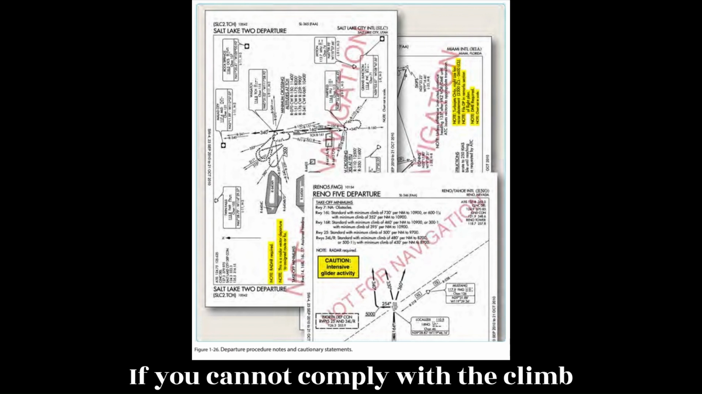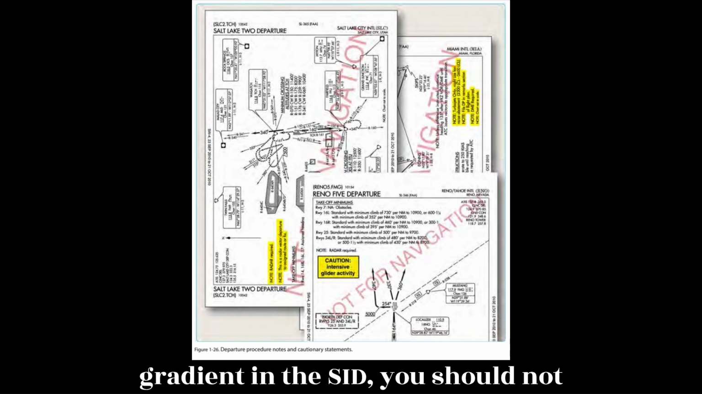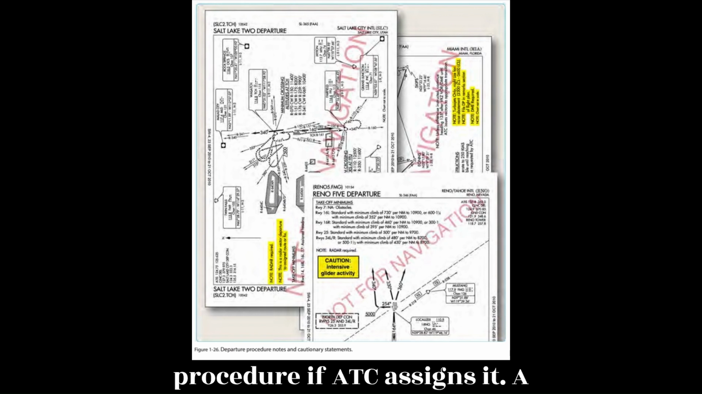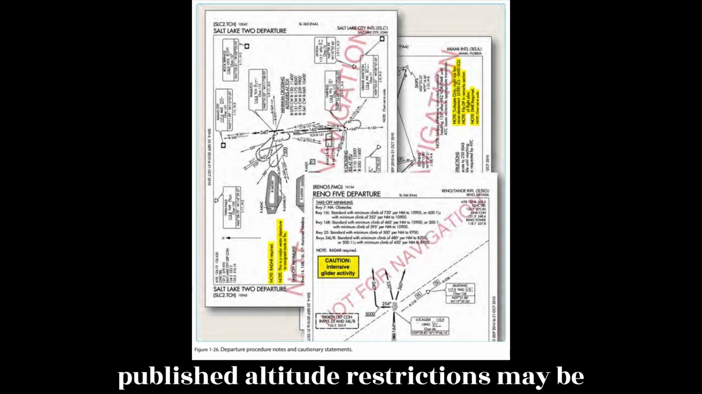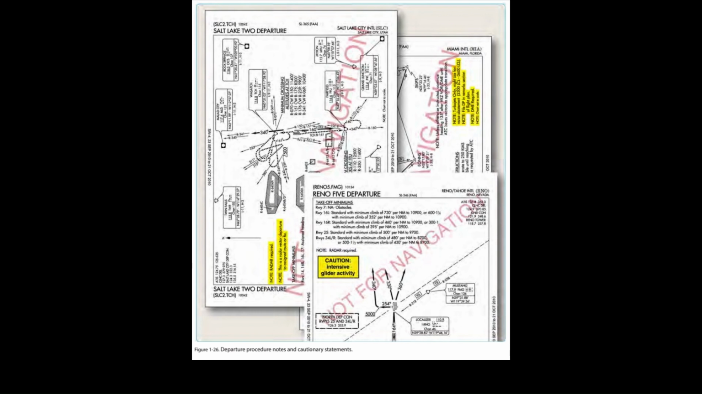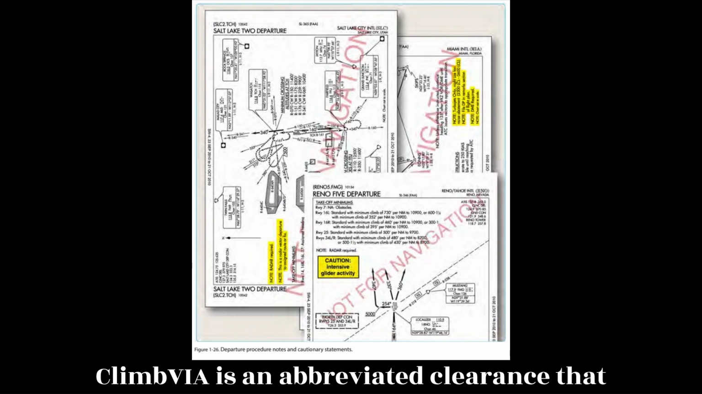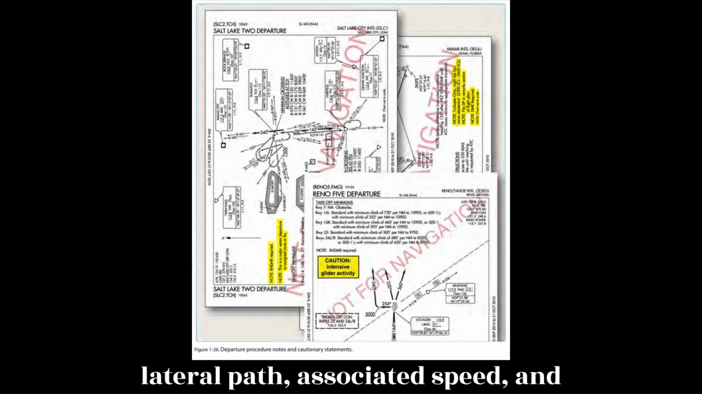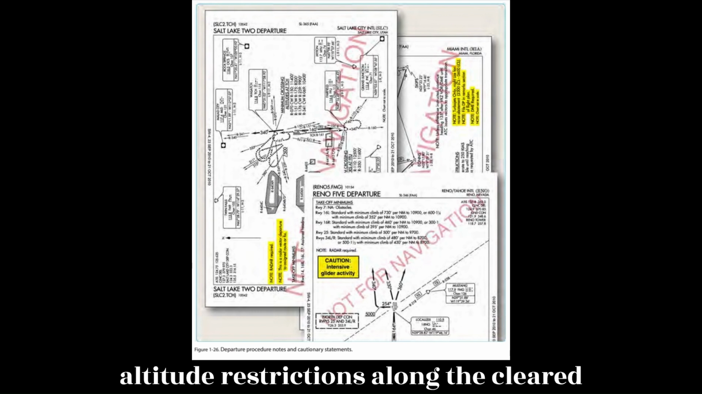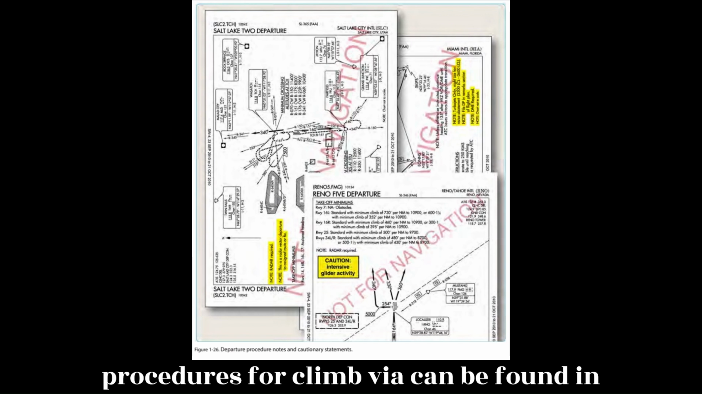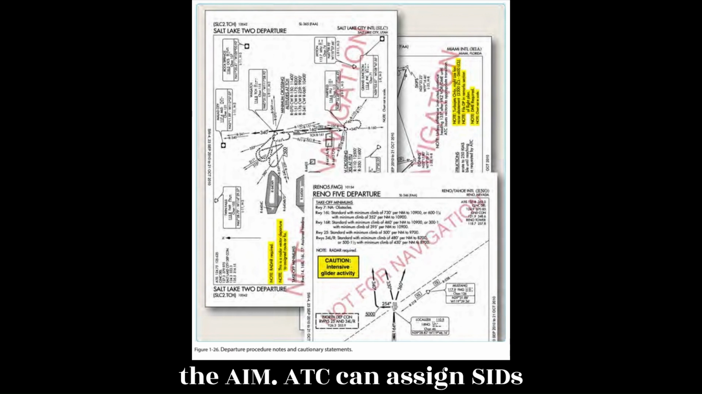If you cannot comply with the climb gradient in the SID, you should not accept a clearance for that SID, and furthermore, you must not accept the procedure if ATC assigns it. A clearance for a SID which contains published altitude restrictions may be issued using the phraseology "climb via." Climb via is an abbreviated clearance that requires compliance with the procedure lateral path, associated speed, and altitude restrictions along the cleared route or procedure. Expanded procedures for climb via can be found in the AIM.